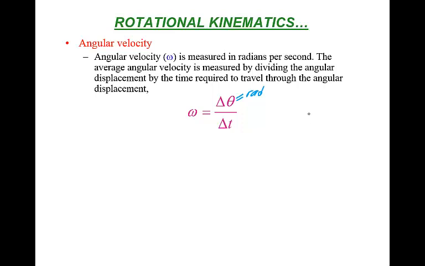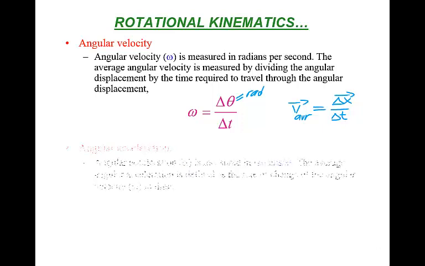This relationship is very equivalent to the one that we introduced in the chapter of one-dimensional kinematics. The average velocity is equal to the displacement delta x over delta t. So what is the equivalent to the displacement delta x? It's the angular displacement delta theta. The delta t is the same in both cases.